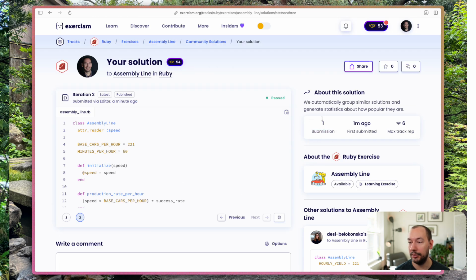Okay, so possibly we're not seeing any others because this is the only solution that matches. So no one else matches mine. That's probably what's going on here. All right, cool. So we've passed the assembly line. We're in pretty good shape.